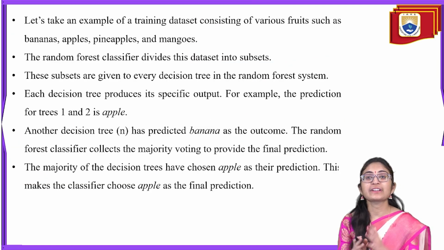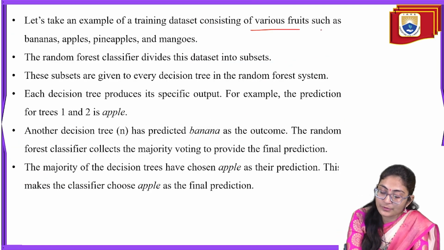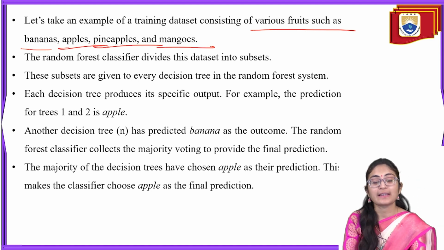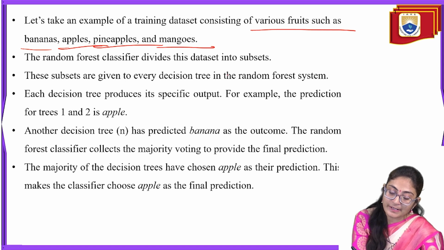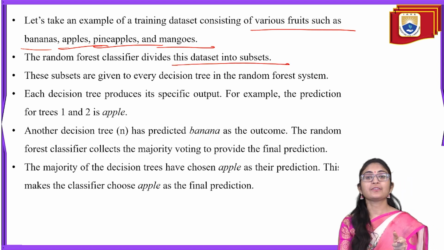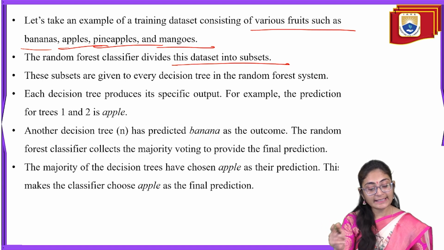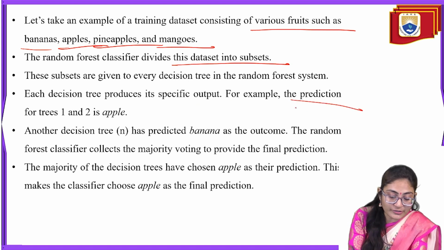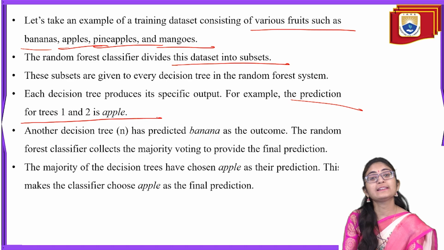Let's take an example training dataset consisting of various fruits such as bananas, apples, pineapples and mangoes. The random forest classifier divides the dataset into subsets. These subsets are given to every decision tree in the random forest system, and each decision tree produces a specific output. For example, the prediction for trees 1 and 2 is apple.